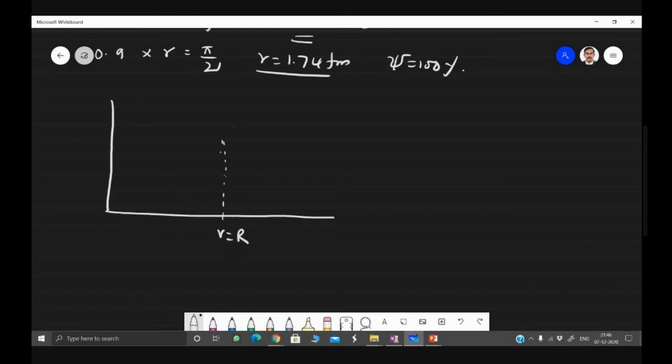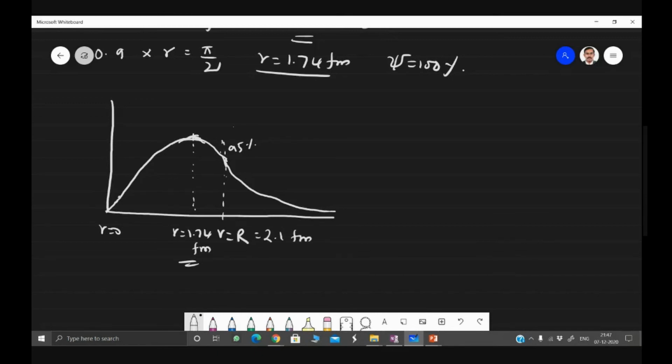Okay, so the wave function starts at r equal to 0. Then it approaches a maximum value, let us say somewhere at r equal to 1.74 Fermi. Then it approaches r equal to capital R, where it will be roughly 95%, and beyond R the function is exponentially decreasing. This R value is roughly 2.1 Fermi.